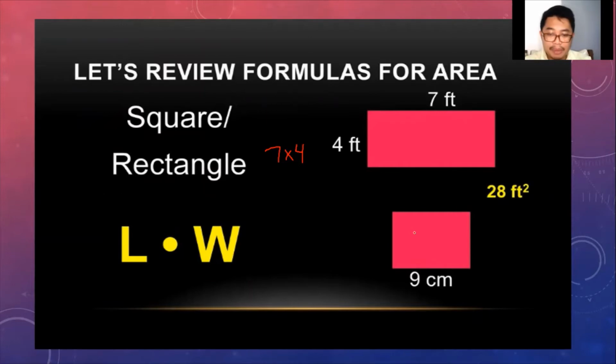For this square, we use the formula side times side, and the side of this one is 9, so 9 times 9, the area of this square is 81 centimeters squared.